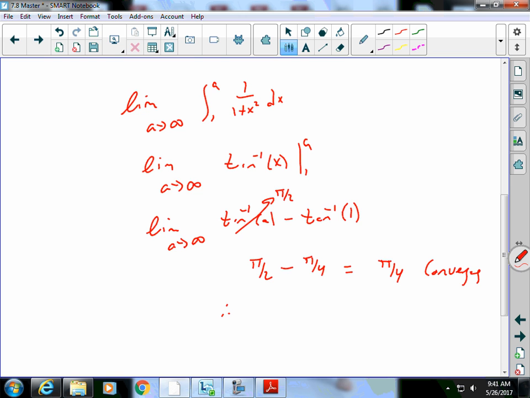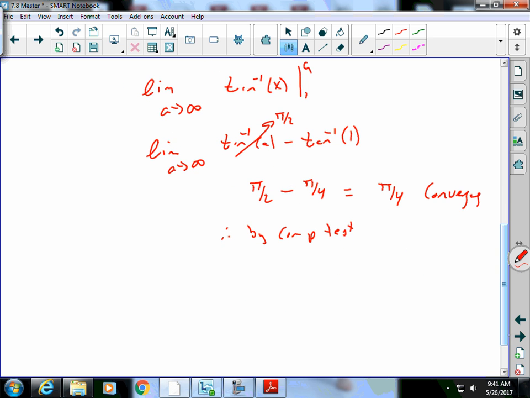Therefore, by the comparison test, the integral from 1 through infinity of sine squared x over 1 plus x squared dx converges. And again, I don't know what it converges to, and I really don't care what it converges to. I just know it does converge. And that's the whole idea that we're going to use in chapter 11. Sometimes we don't care what they converge to. I just want to know that they converge or diverge.